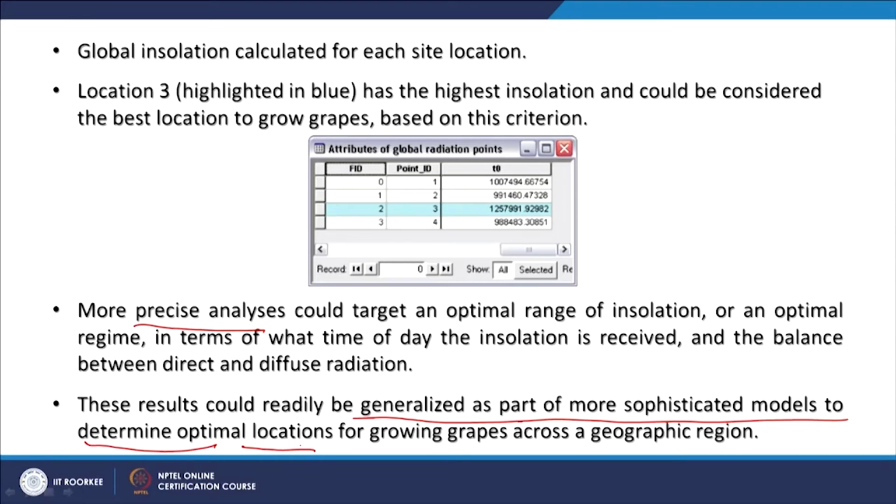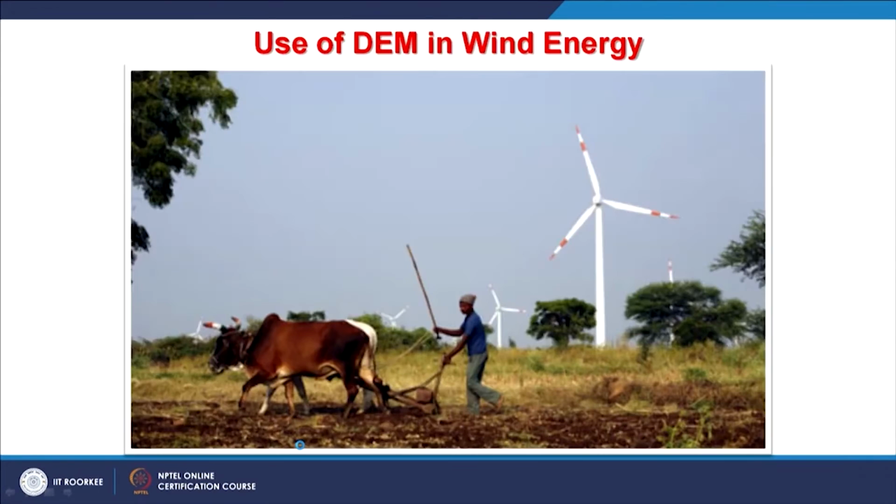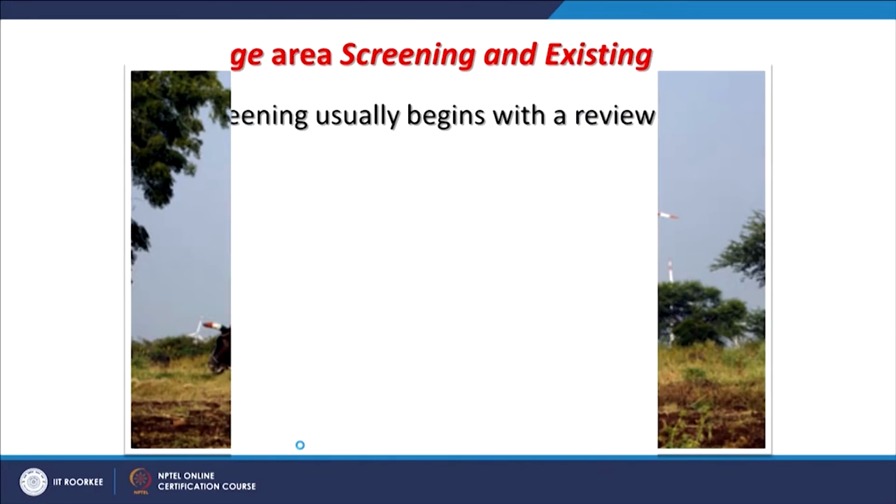So, for different kinds of crops the requirements of sun are different, and therefore such things can also be planned. In the last few minutes I would like to spend on wind energy, because in a hilly terrain, topography plays a very important role. In flat areas things may be different.